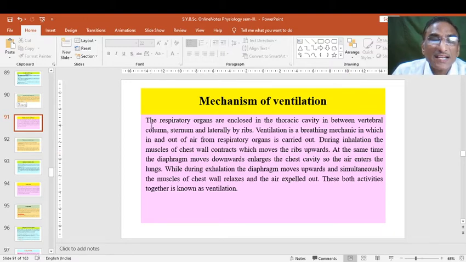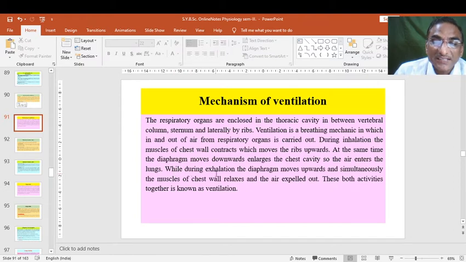Shortly we say that the respiratory organs are enclosed in the thoracic cavity between the vertebral column, sternum, and laterally by the ribs. Ventilation is a breathing mechanism in which air moves in and out of the respiratory organs. During inhalation, the muscles of the chest wall contract, which moves the ribs upwards. At the same time, the diaphragm moves downwards and enlarges the chest cavity, so the air enters the lungs.